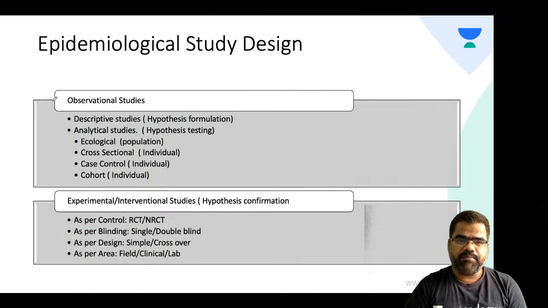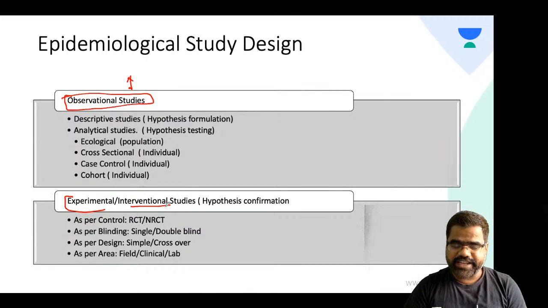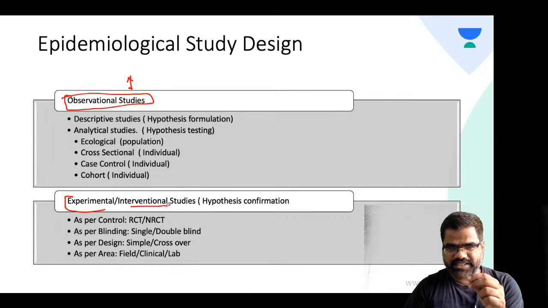Now, let's come to the basic one. By this time, we understand that there are two types of study. First is observational, where you are not doing anything, you are only observing. And the second one is experimental or intervention, where you are doing an experiment or you are intervening.